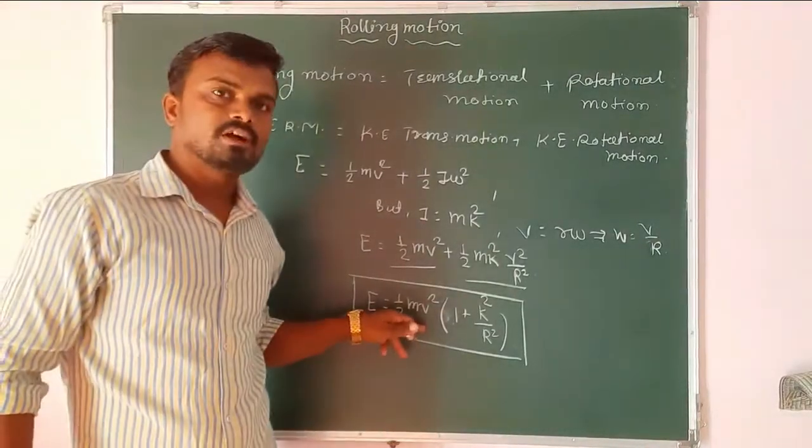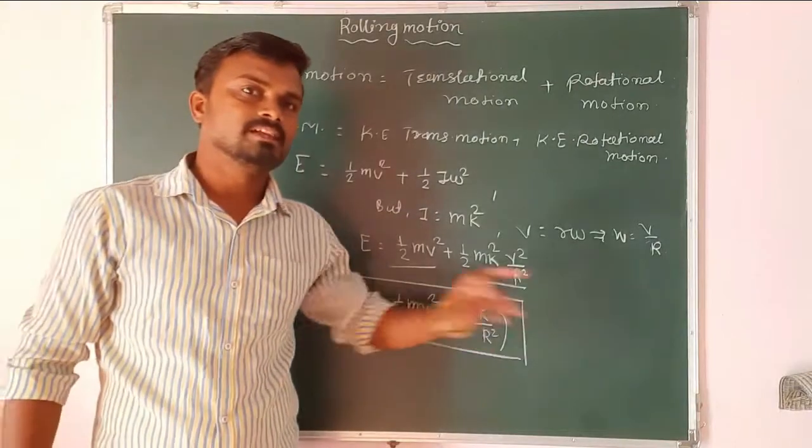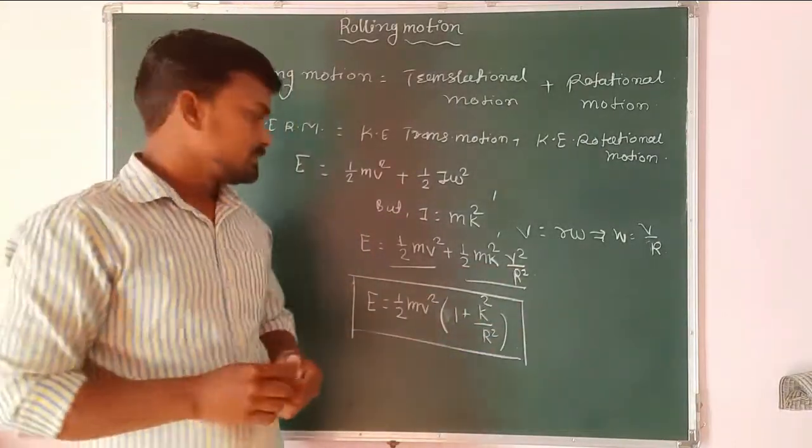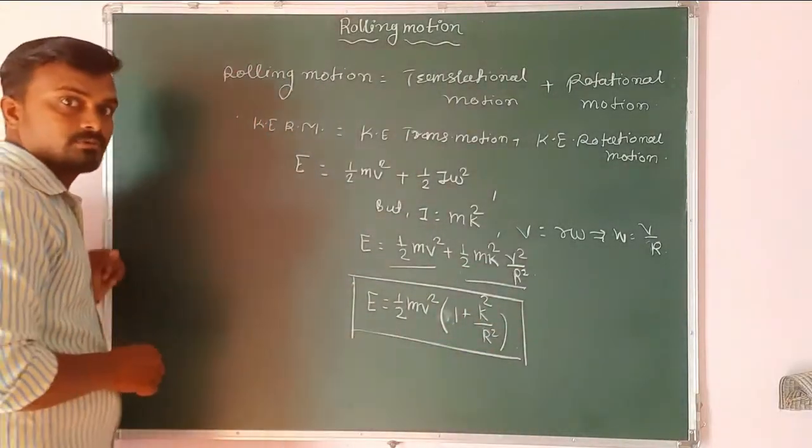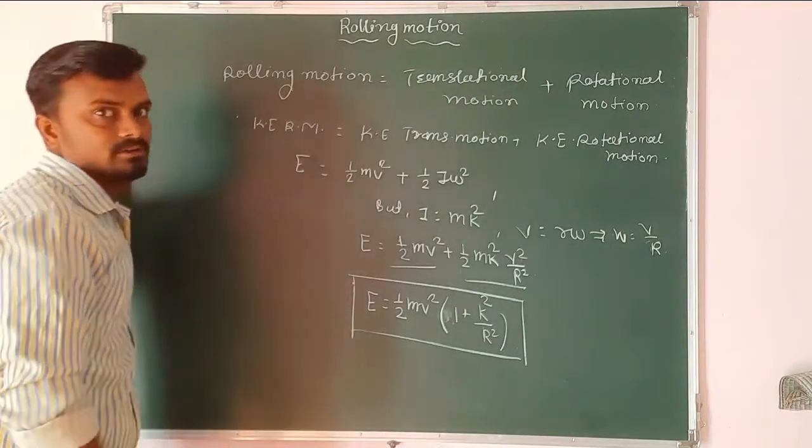This is the expression for kinetic energy of rolling motion in terms of linear velocity. Now we are going to derive the expression for kinetic energy of rolling motion in terms of angular velocity.